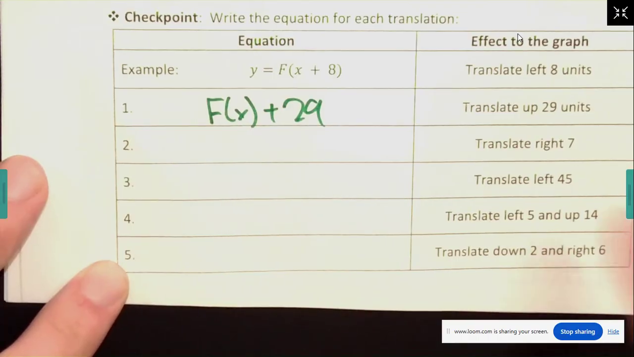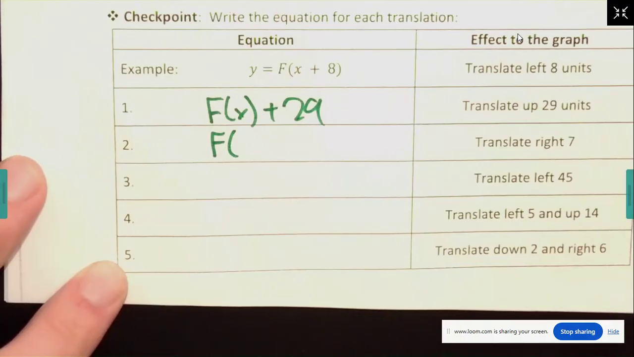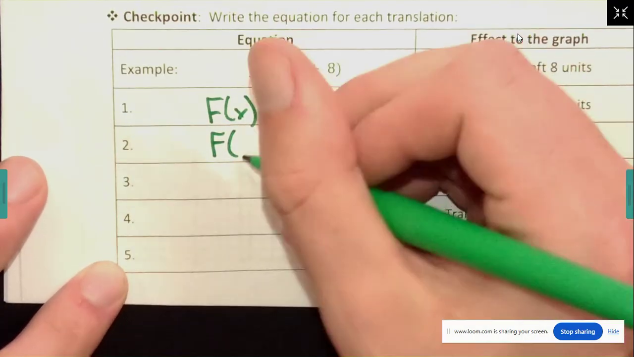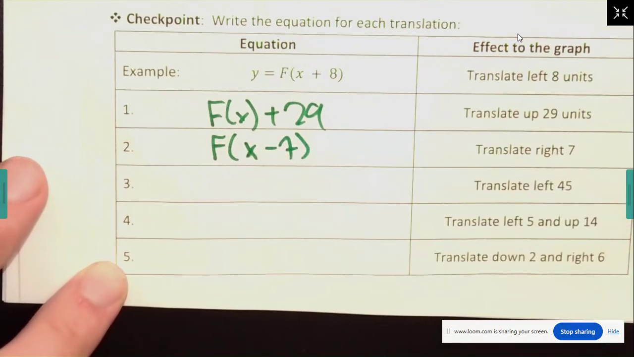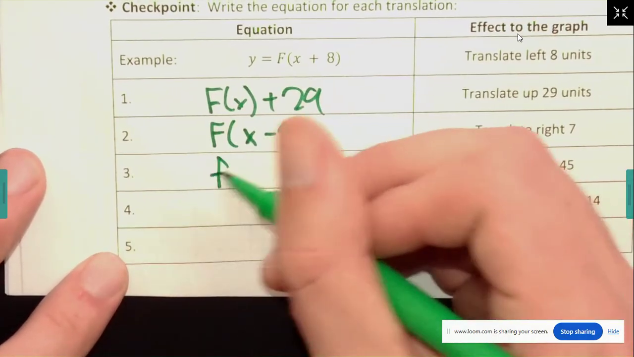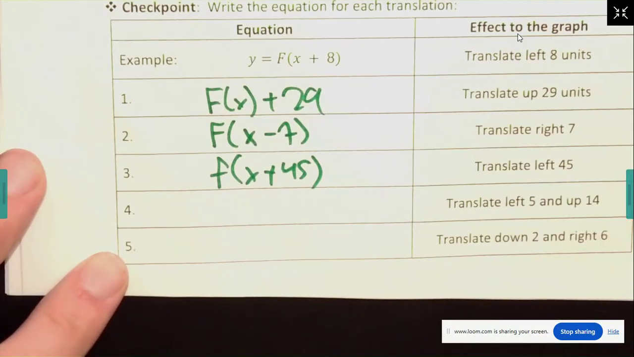If I'm going right 7, I know it's going to be left-right movement. I'm going to be on the inside, and it should be opposite. So I'll subtract 7. All right, left 45. That's left and right movement. It's going to be opposite. I have f of x plus 45.